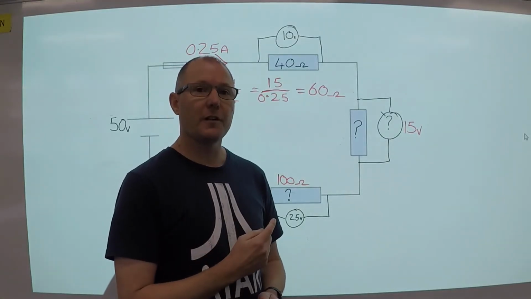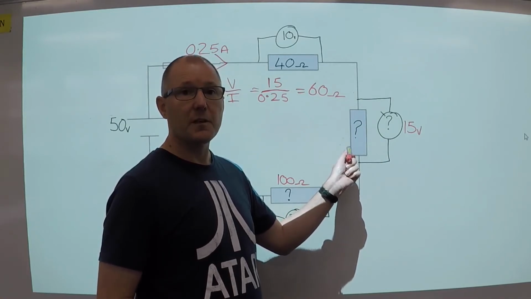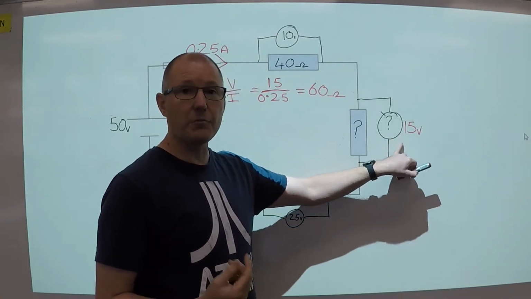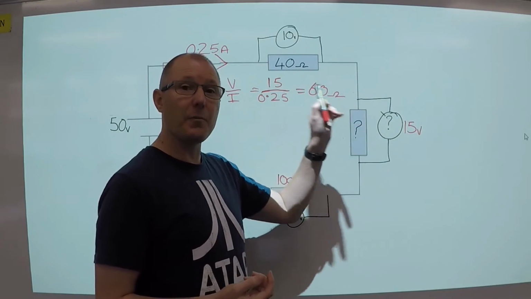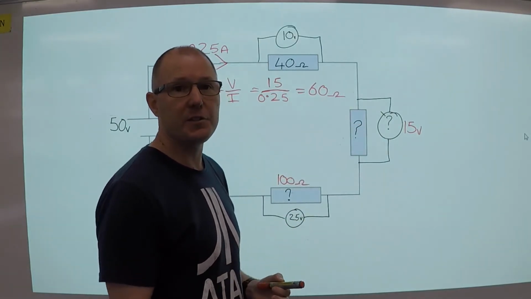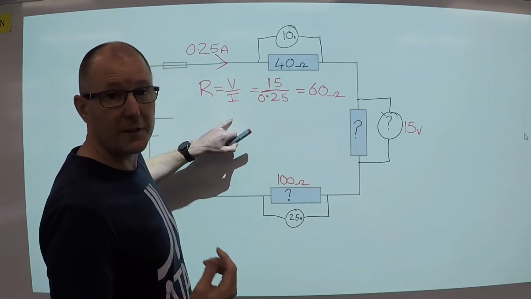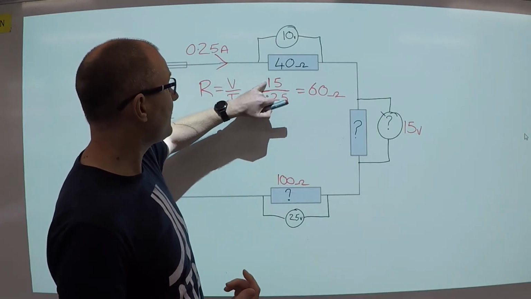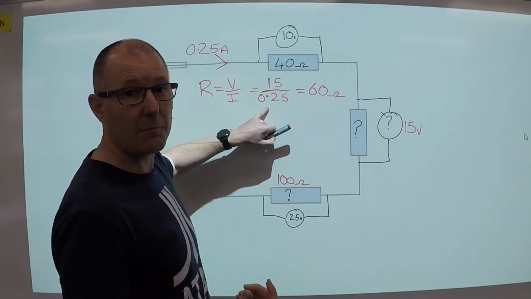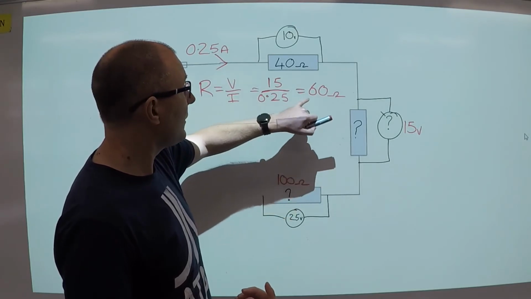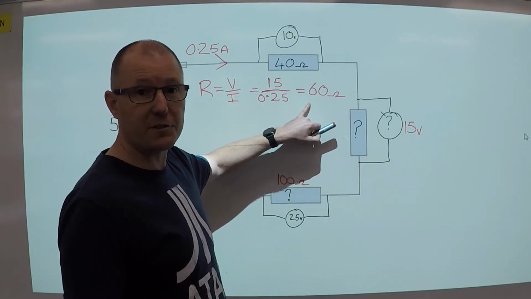Next we're going to find the last resistance. Now that we've got our voltage across that resistor and we know the current, easy. R equals V divided by I. 15 divided by 0.25 equals 60 ohms of resistance.